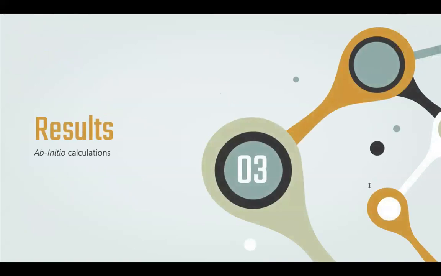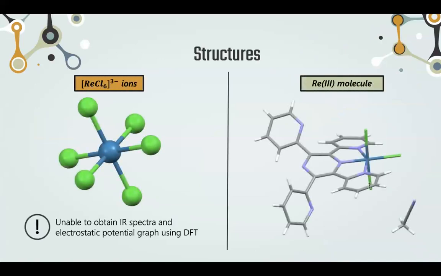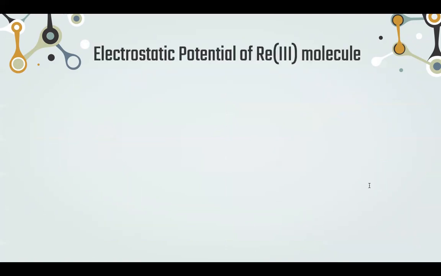Next, we move on to the results obtained from our computational methods. These are the structures of the two rhenium molecules. Unfortunately, we were unable to obtain the electrostatic potential graph and IR spectra of the rhenium hexachloride 6 ion due to the fact that it has multiple ground state configurations, and DFT only considers one such Slater determinant. Hence, DFT calculations break the perfect octahedral structure of rhenium hexachloride 6 and are rejected.